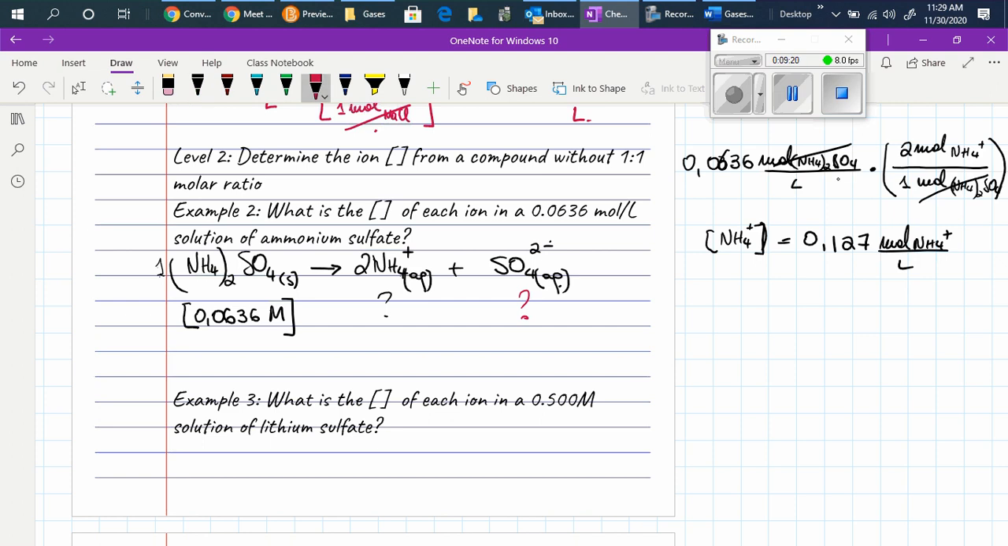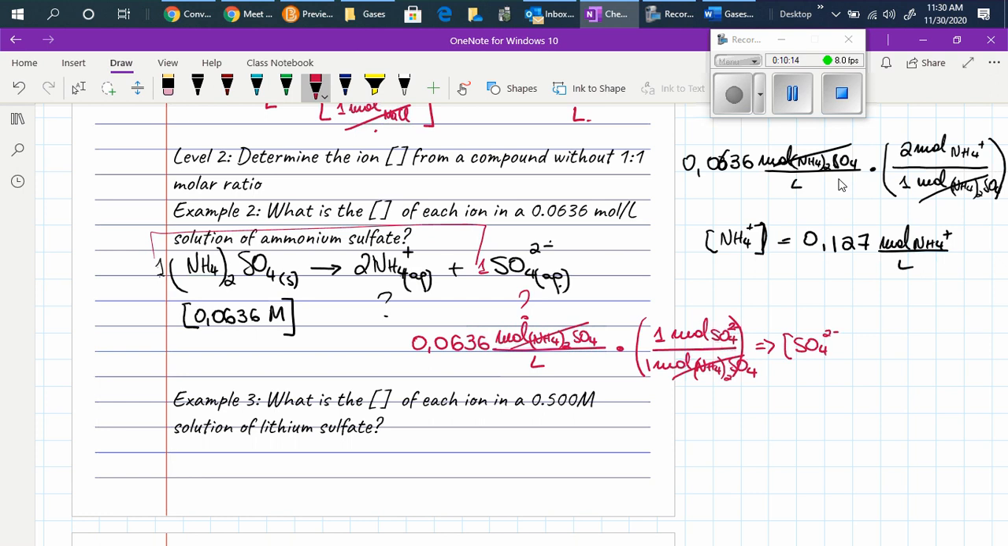Now, when we are working with the molar concentration of sulfate ion, we always start with what is given, 0.0636 moles of ammonium sulfate per liter, times the molar ratio. In this case we will have 1 mole of sulfate per 1 mole of ammonium sulfate, because the ratio is 1 to 1. So moles of ammonium sulfate cancel out, and the concentration of sulfate will be 0.0636 moles of sulfate ion per liter.